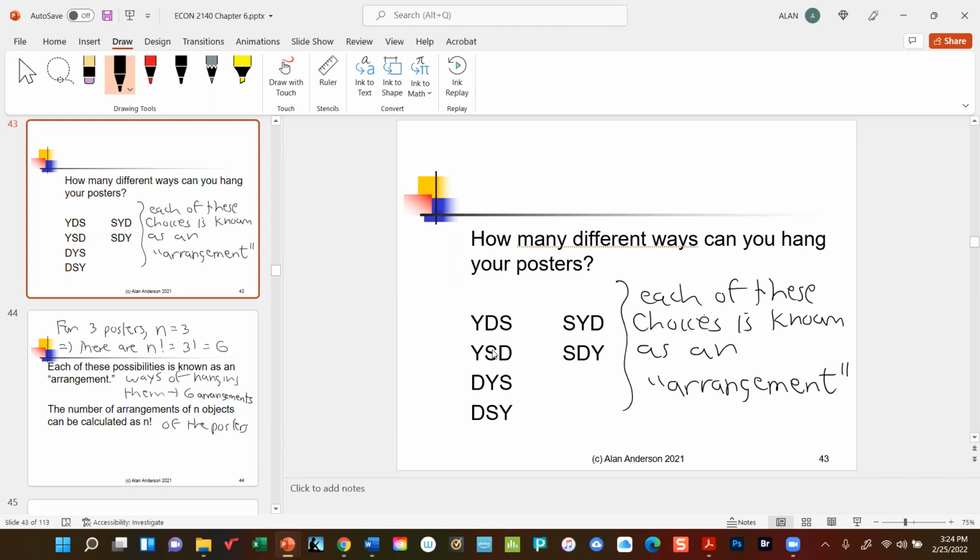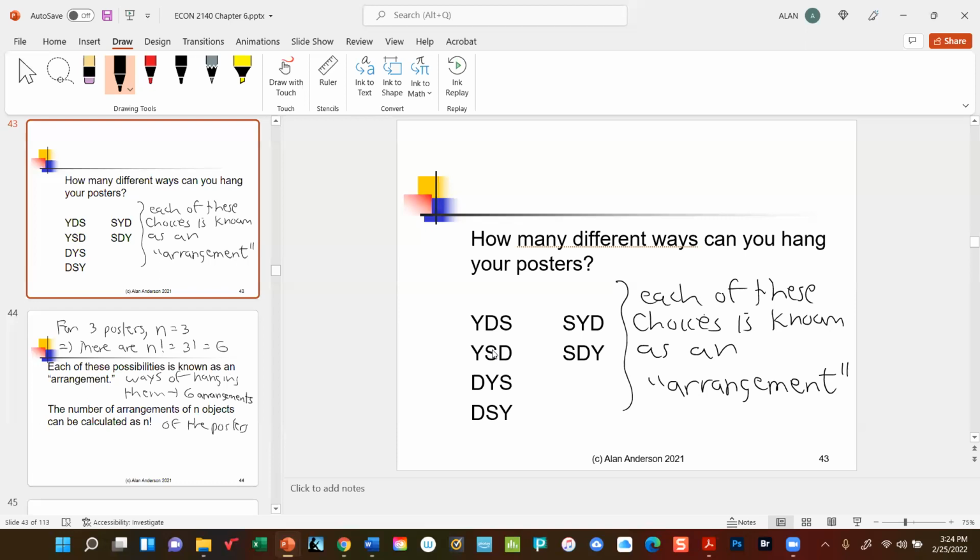So mathematically, an arrangement means that you're taking a group of objects and changing their order. And that's all you're doing. You're changing the order. You're still using all 3 of them here, but there's 6 different ways I can change the order and hang those posters. Which means when I have 3 posters, there are 6 different arrangements that I can create.